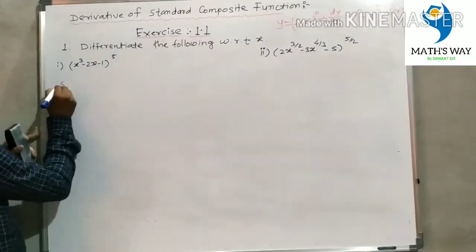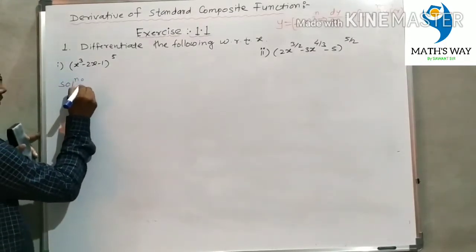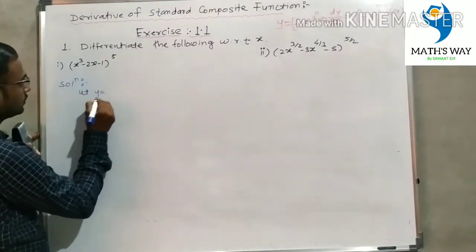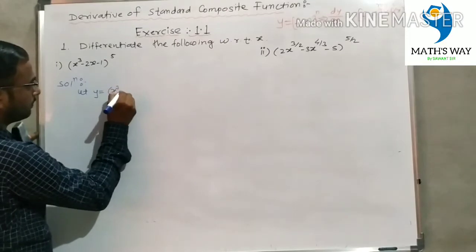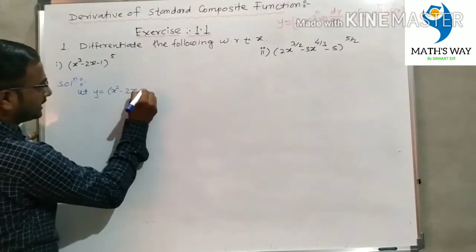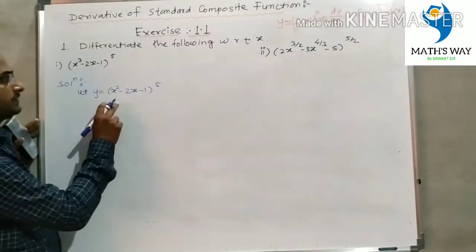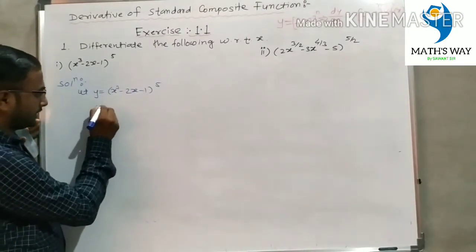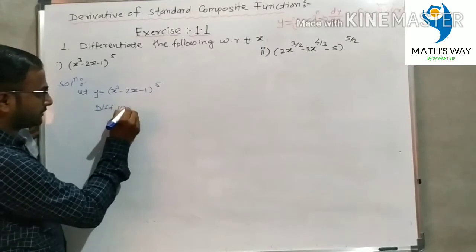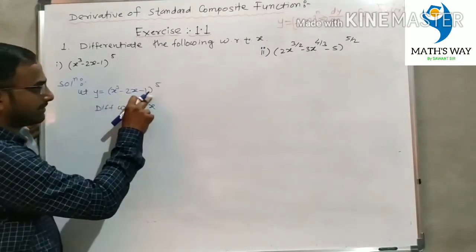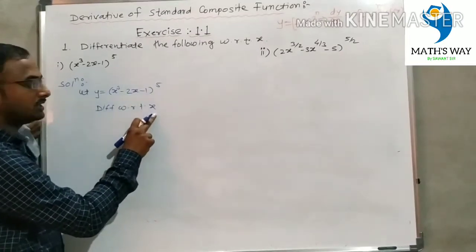Okay, solution. Let y equals (x cube minus 2x minus 1) to the power 5. So differentiate with respect to x. All variables are in x.